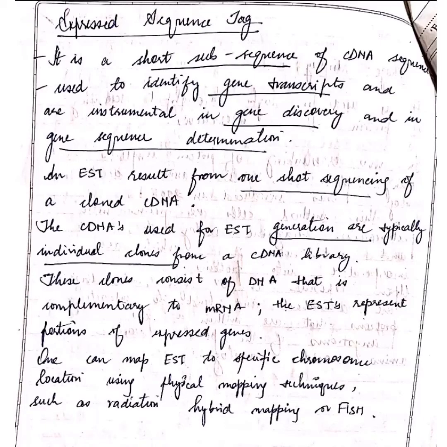Now next is expressed sequence tags. It is a short subsequence of a cDNA segment. It is used to identify gene transcripts and is instrumental in gene discovery. Underlining the important points is very important, like it is a result of shotgun sequencing. So that means it is an important point. So do make a habit to underline every keyword that you find is important. On topics like expressed sequence tag or RNA interference, ChIP sequence, you're just supposed to write one paragraph. That is more than enough.